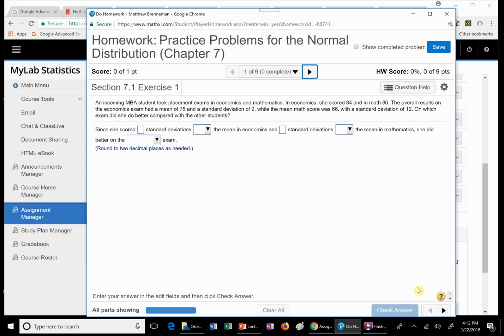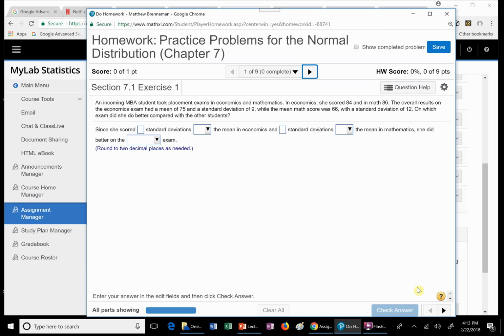All right, so why don't we try some of these? It says an incoming MBA student took placement exams in economics and mathematics. In economics, she scored 84, and in math, 86. The overall results on the economics exam had a mean of 75 and a standard deviation of 9, while the mean math score was 66 with a standard deviation of 12. On which exam did she do better than the other students?